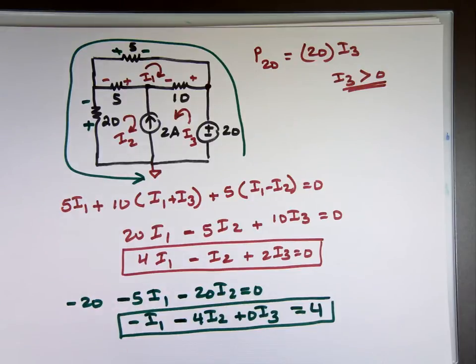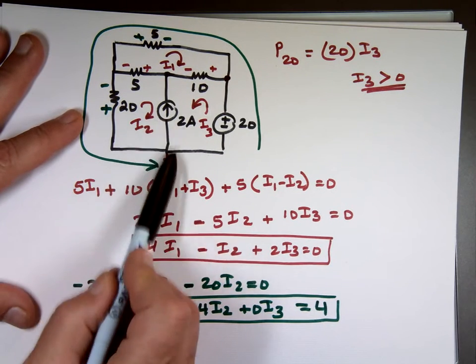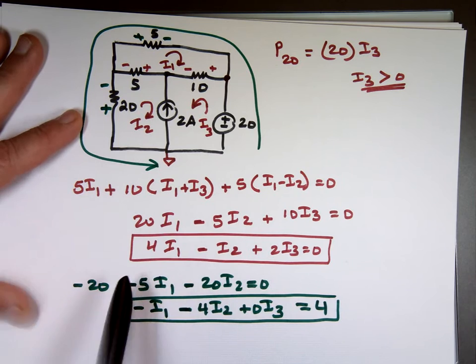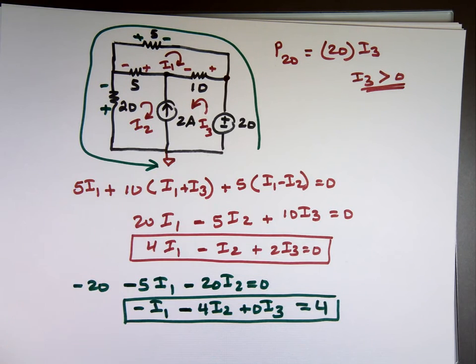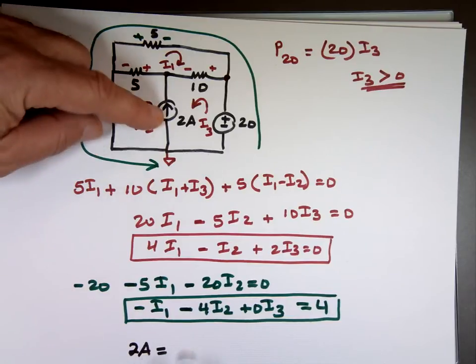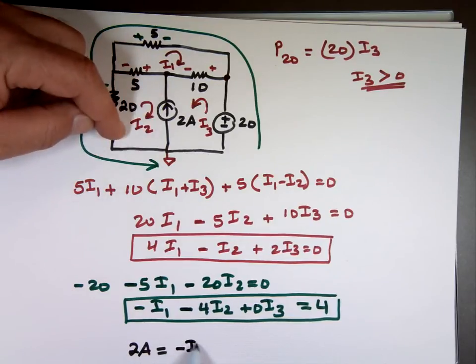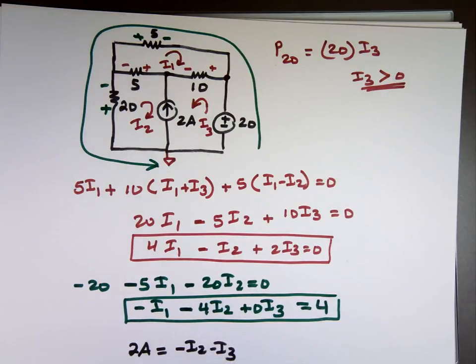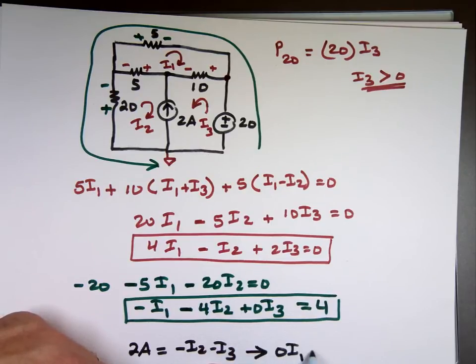And what is equation number 3? I can use that current source here. It's going upward, and both of these are coming down, right? So the 2 amps, that's this current, equals minus I sub 2 minus I sub 3. They're both coming down, so let's go through that. 0 I sub 1 minus I sub 2 minus I sub 3 equals 2. That's my third equation.